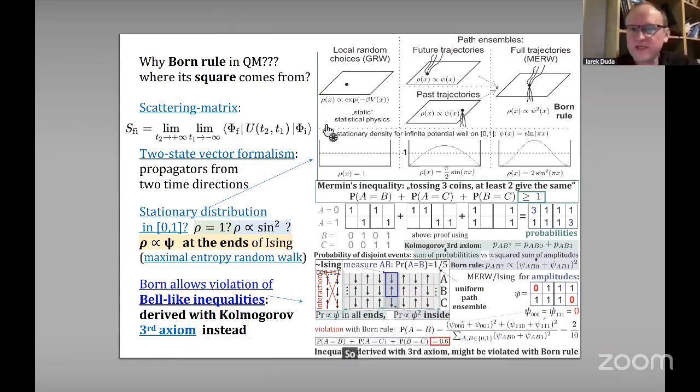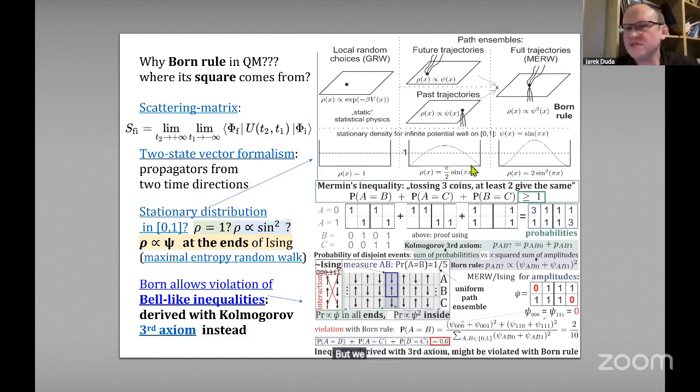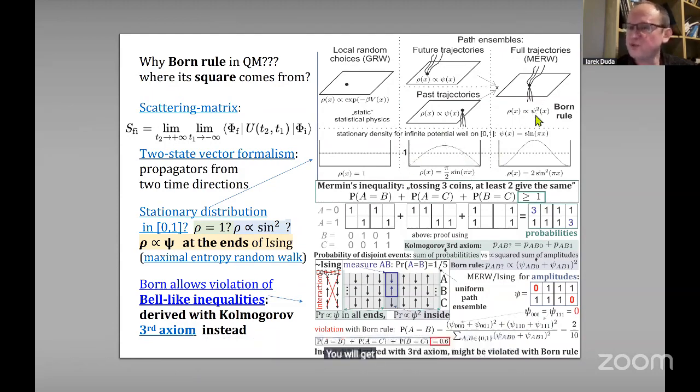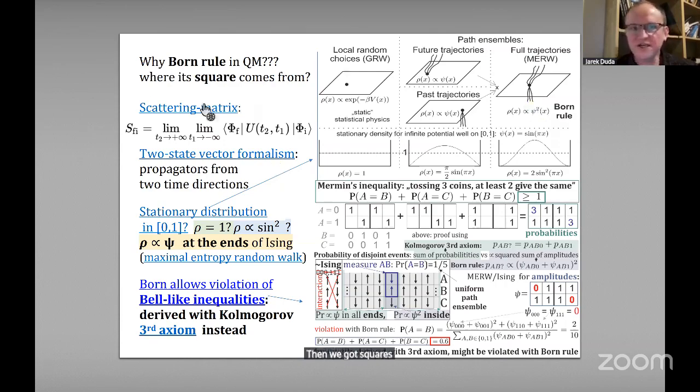To see this symmetry, I recommend looking at just this 0 to 1 range, this infinite potential well. If we think about it classically, with a Boltzmann distribution in space, we get a uniform distribution. But we know quantum is sine squared for the infinite potential well. If you use path ensembles of half paths, from now to our past or from now to our future, like only one amplitude here, we would get the first power of the amplitude, you will get sine. But if you use a uniform path ensemble of infinite paths, then we get squares, exactly like in a scattering matrix.